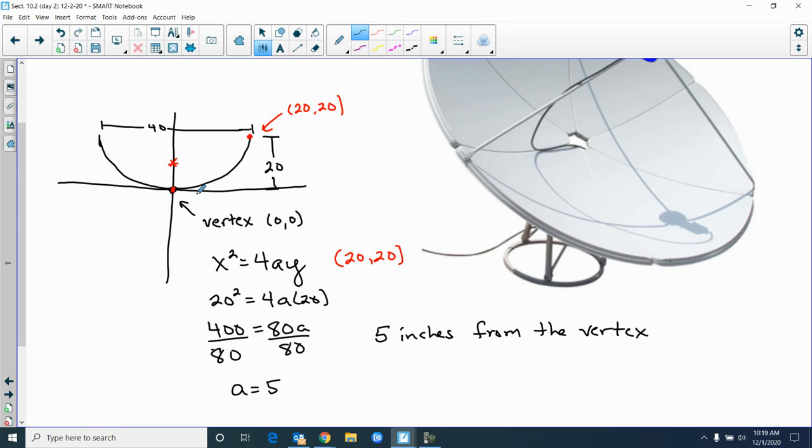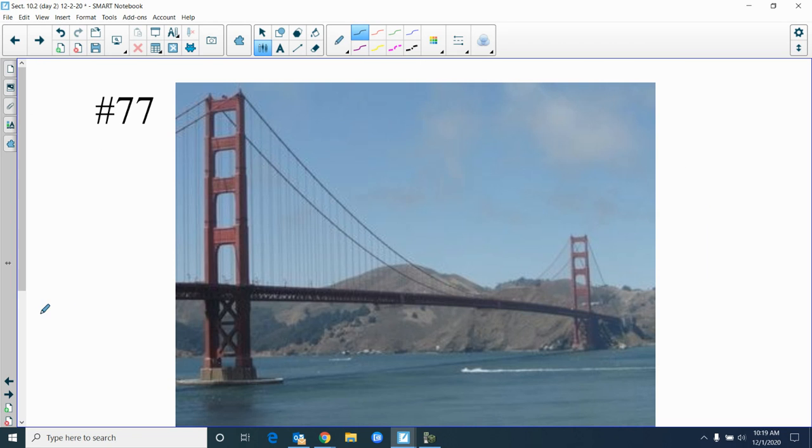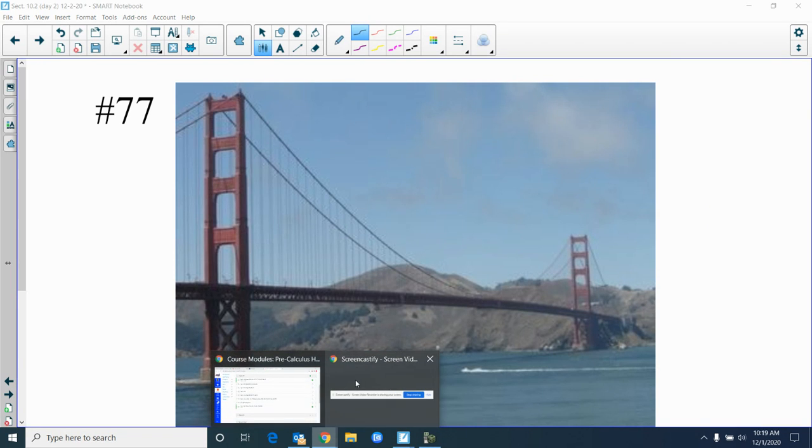All right, now what I want you to do, we're going to do one more here. I want you to flip the page over and look at number 77. Okay, read through that one. I'm going to pause this for a second.